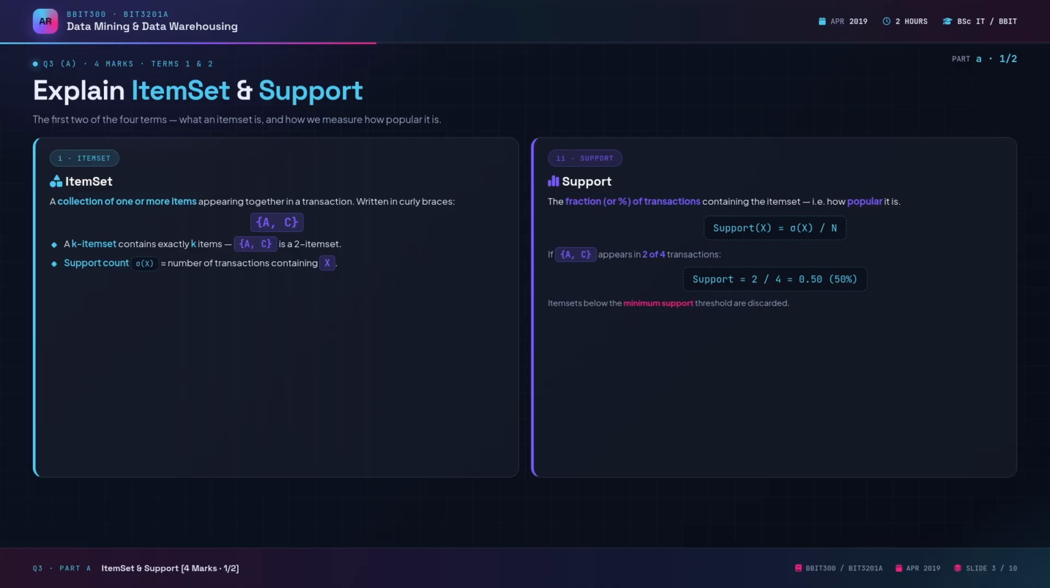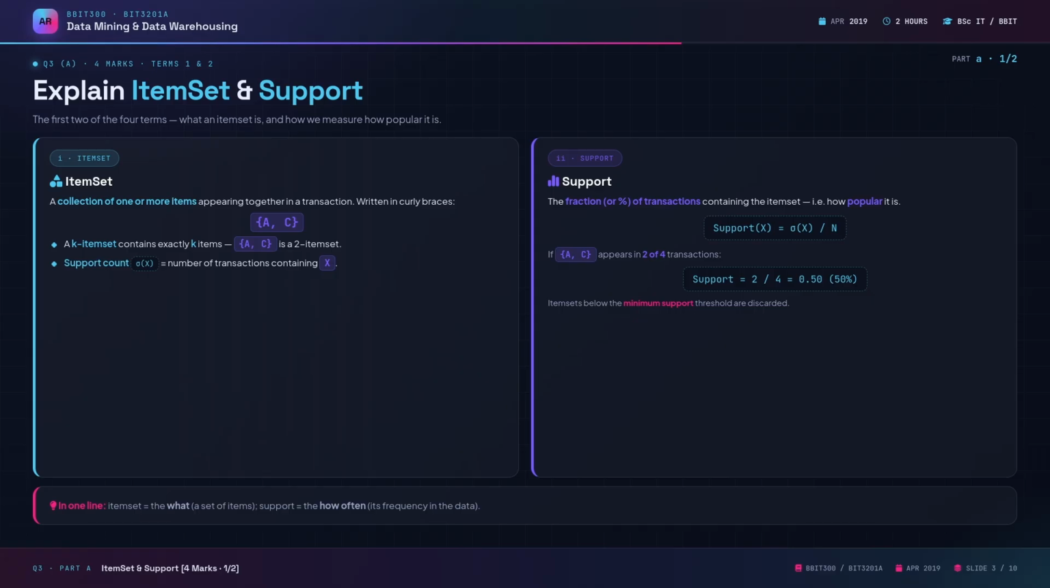The support count, written sigma of an item set, is the number of transactions in the data set that contain it. Now, support itself, the probability measure, is the fraction of transactions containing the item set. It is the support count divided by the total number of transactions, denoted N, so if item set C appears in 2 out of 4 transactions, its support is 2 divided by 4, which is 0.5 or 50%. Support tells us how popular an item set is, and we use it to filter. Any item set below the minimum support threshold is simply discarded.